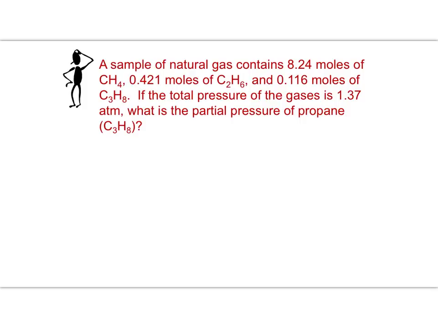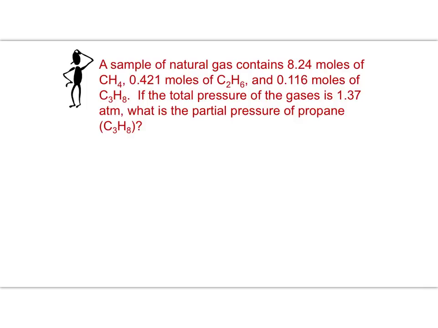So if you have a sample of natural gas, it contains 8.24 moles of methane, CH4, 0.421 moles of ethane, C2H6, and 0.116 moles of propane, C3H8. We've got a mixture that contains those molar amounts. The total pressure of the gas is 1.37 atmospheres. What is the partial pressure of propane?